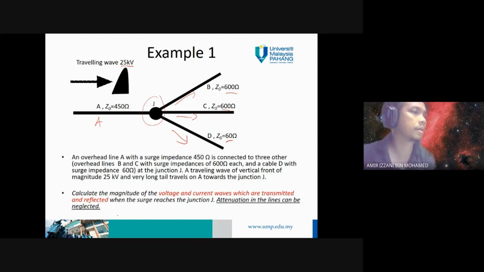So here we need to calculate the magnitude of voltage and current waves which are transmitted and reflected when the surge reaches the junction J. For this example, we neglect the attenuation of the wave.